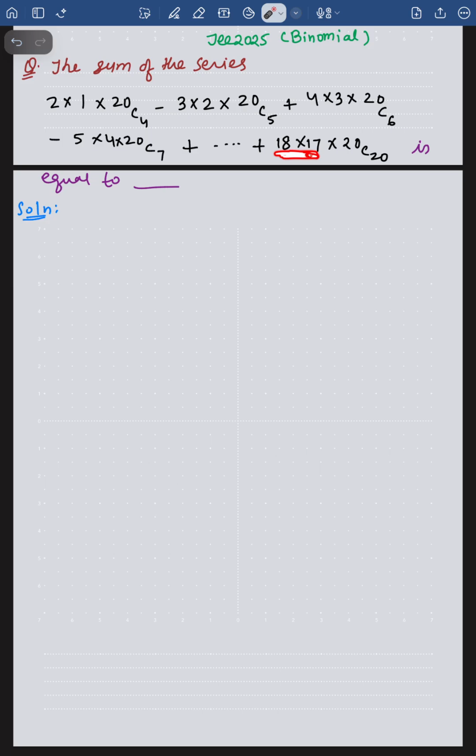If you differentiate x power 18 two times, you will get 18 into 17 into x power 16, like that. So here we can guess, and I will assume that this is a case of differentiation. This type of coefficient comes by differentiating x to the power 4 two times.